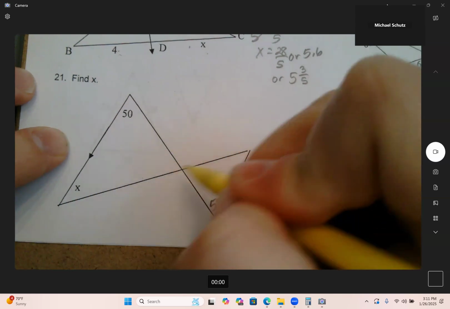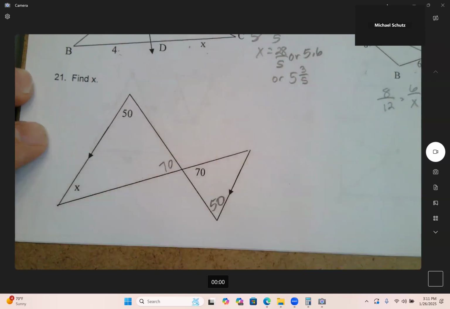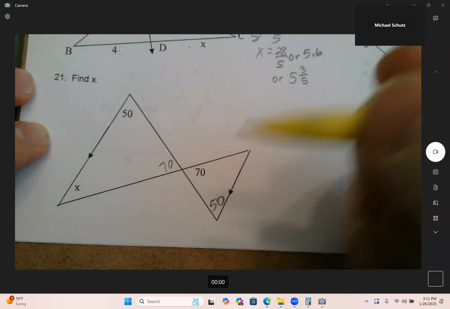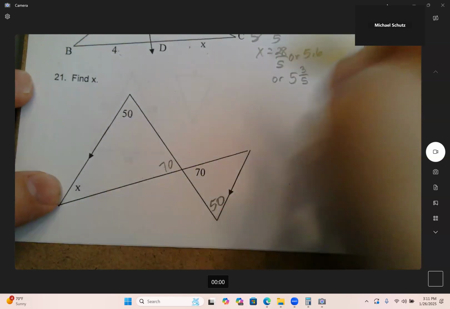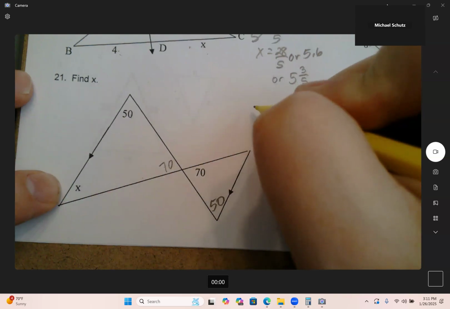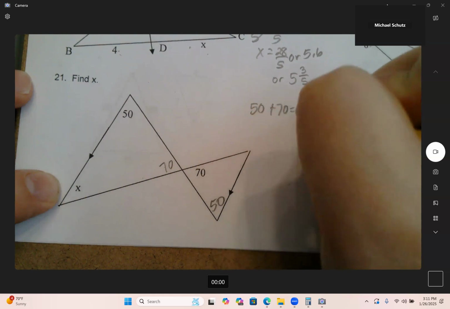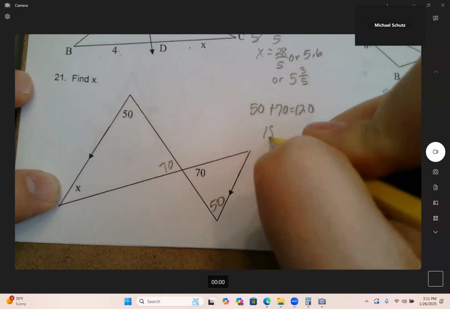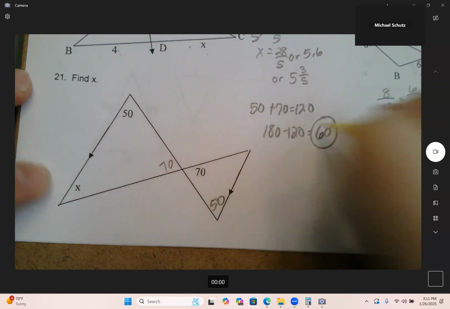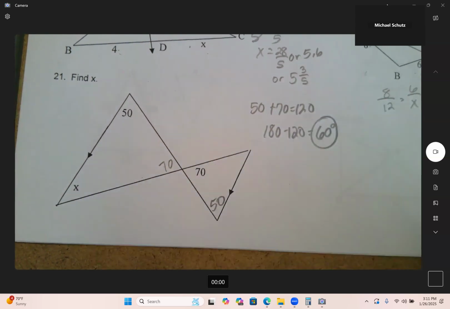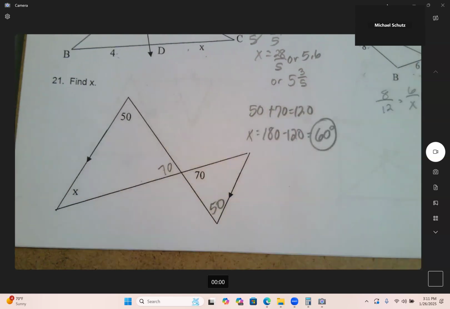And if this is 70, these are vertical, so this is 70. So now I have a triangle where I have 2 out of the 3 angles, so I use the triangle sum theorem. Let's get that right. 50 plus 70 is 120. And so 180 minus 120 is 60. So the answer to number 21 is x equals 60.